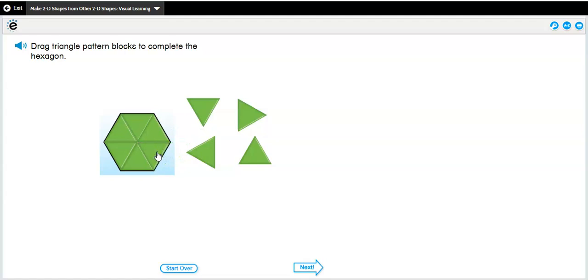Okay, so we filled the hexagon. How many more triangles did we need? We needed 1, 2, 3 more.